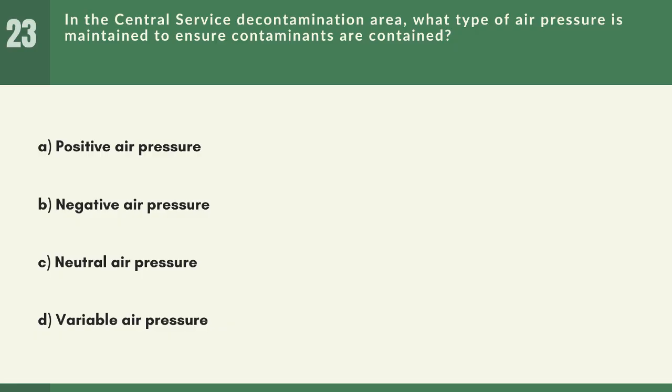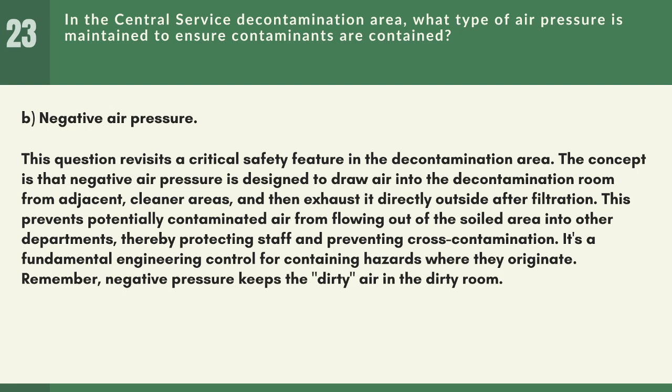Question 23. In the central service decontamination area, what type of air pressure is maintained to ensure contaminants are contained? A. Positive air pressure. B. Negative air pressure. C. Neutral air pressure. D. Variable air pressure. Answer: B. Negative air pressure.